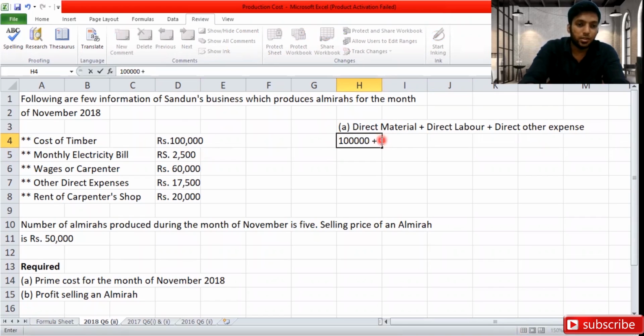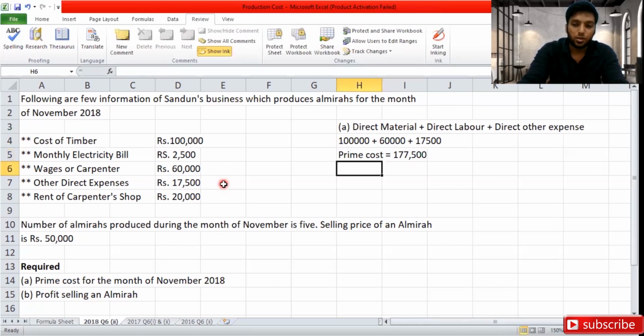And your direct labor, they are given wages of carpenter. They are the people who are working on making almirahs. So they will be added for 60,000. And then we have other direct expense. They are directly given 17,500. So total prime cost, we can conclude, is 177,500. So always remember to put a comma. That makes it easy for the examiner to see it. Then we move on to the next point.